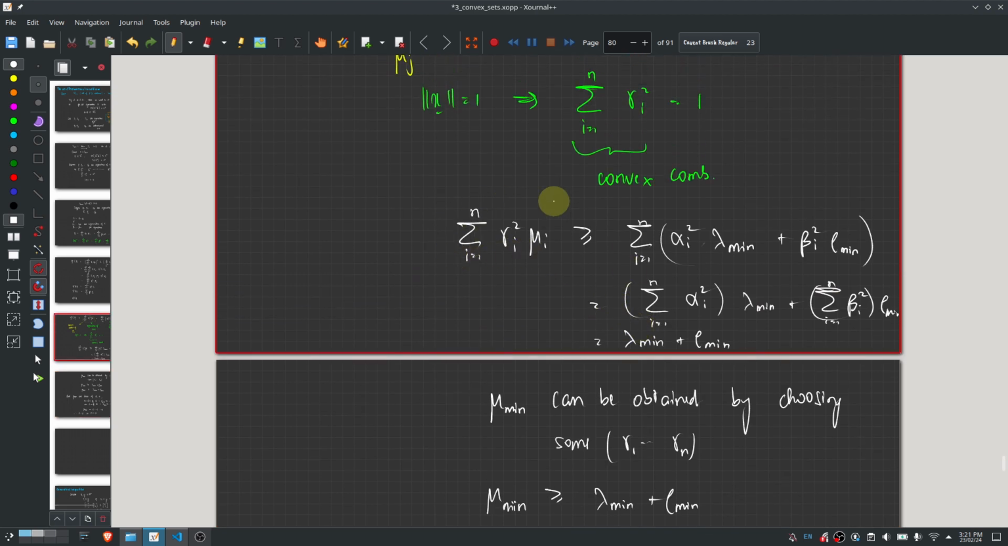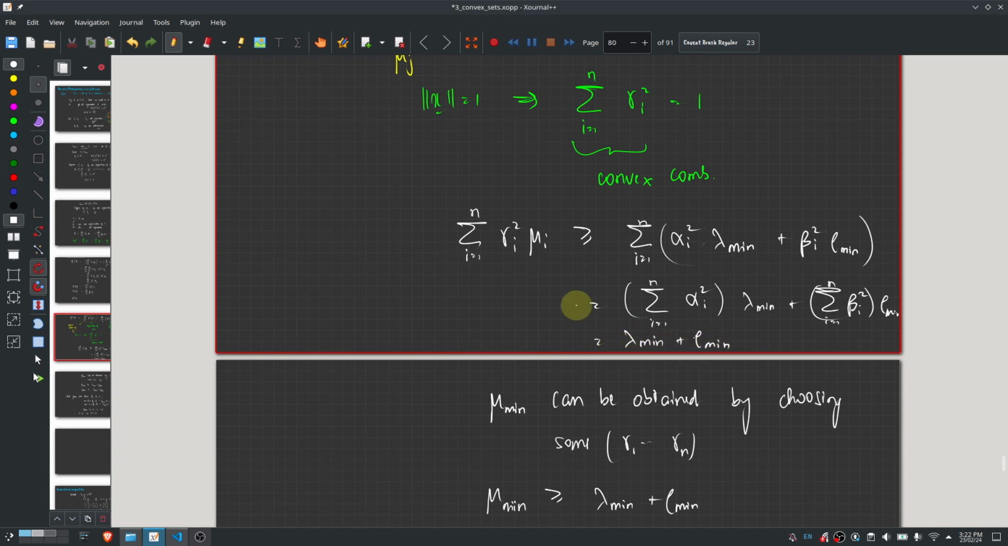So you agree that this is greater than or equal to lambda min plus rho min. There is no problem with that, right? And this is true for every gamma 1, gamma 2 up to gamma n, right? So suppose that mu1 is greater than or equal to mu2, greater than or equal to mu3, and so on. I've ordered the eigenvalues. Now this statement is true for all gamma 1 through gamma n. Correct? For all gamma 1 through gamma n, this quantity is greater than or equal to lambda min plus rho min.